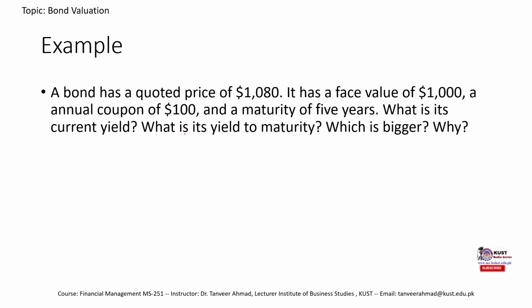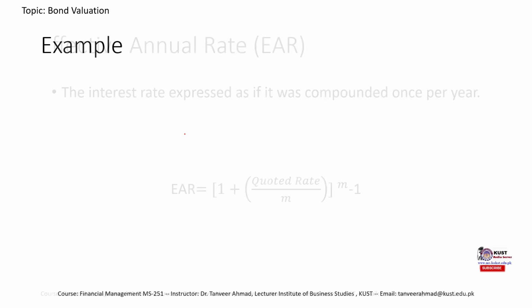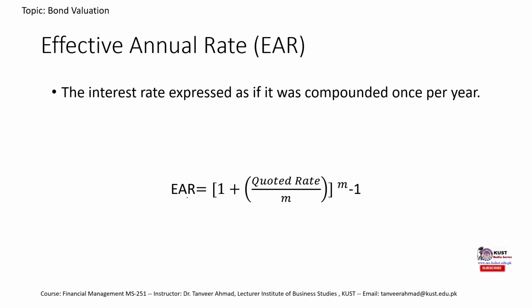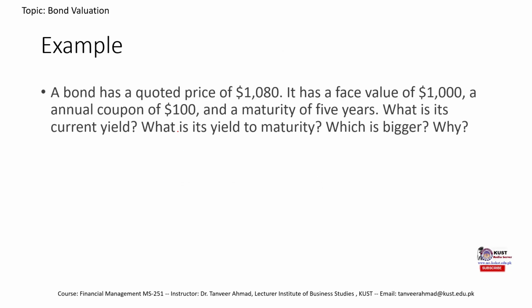Previously we have discussed this lecture. We have covered EAR. Let's assume there is a bond that has a quoted price of $1,080, and it has a face value of 1,000 and its annual coupon is $100. So if its face value is 1,000 and its annual coupon is 100, then 100 divided by 1,000 would give us 10%. So the coupon rate is 10% and the maturity is 5 years.